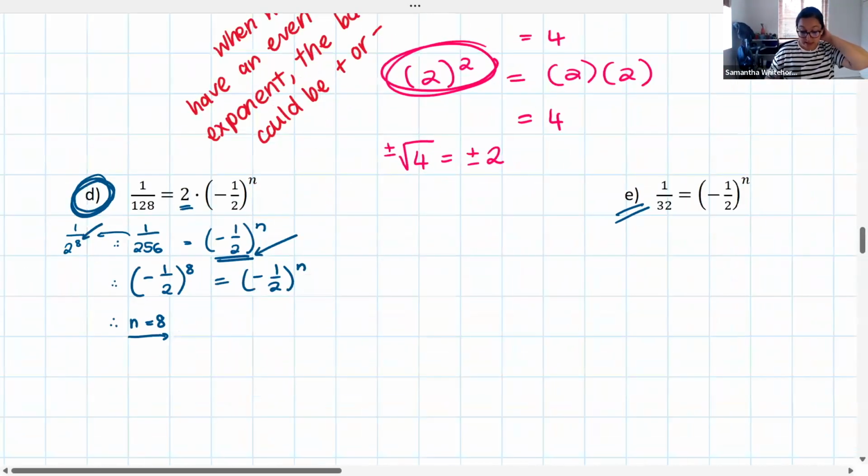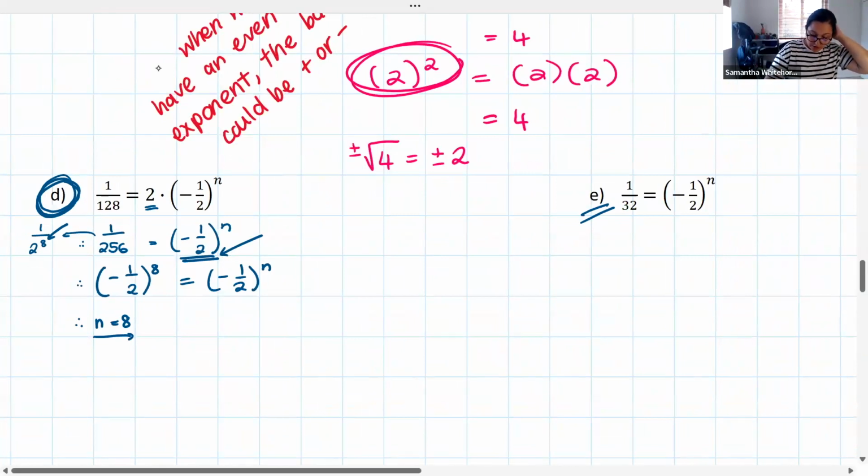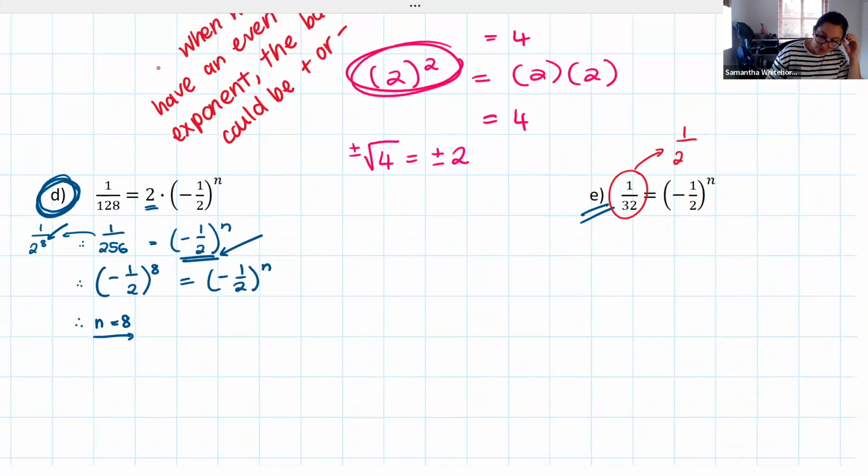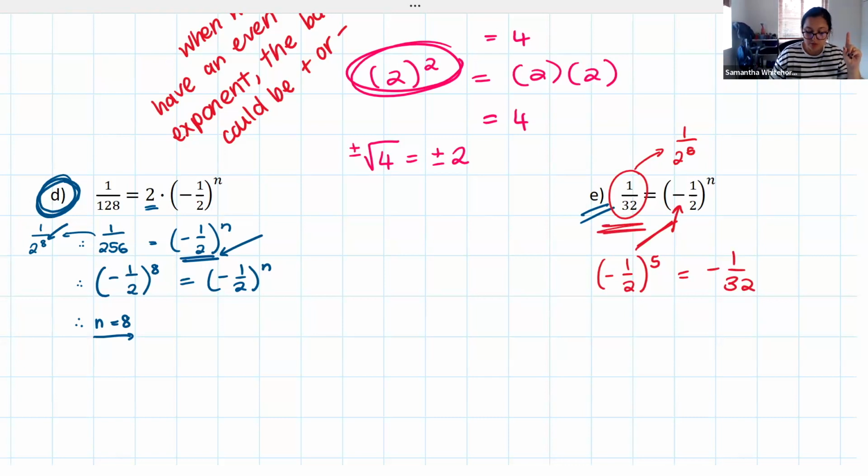However, when you look at something like E, okay? Now, if we go and write 1 over 32 as prime bases, this would be 1 over 2 to the power 5. Now, that is an odd exponent. When you've got an odd exponent, what you need to remember is that there's only one option. It's either going to be positive or it's going to be negative. And so we actually have a bit of a problem here because that is a negative base. If I had negative a half to the power 5 to make those two bases the same, I'm going to get negative 1 over 32, but I'm not working with a negative, I'm working with a positive.